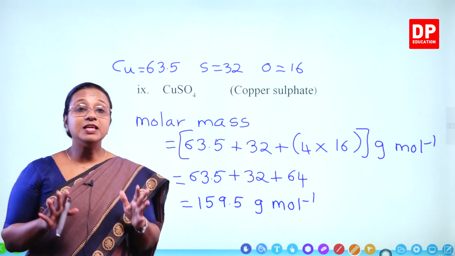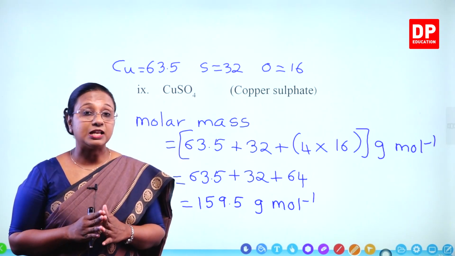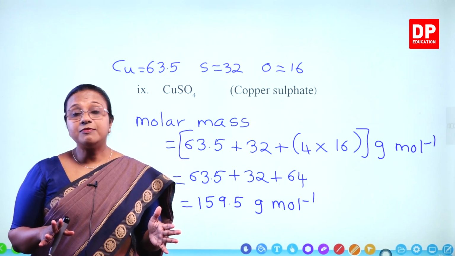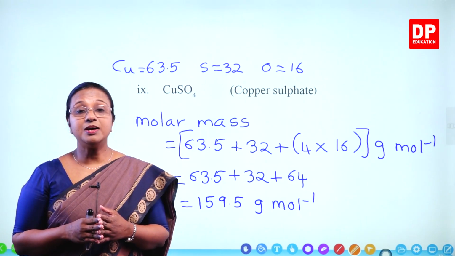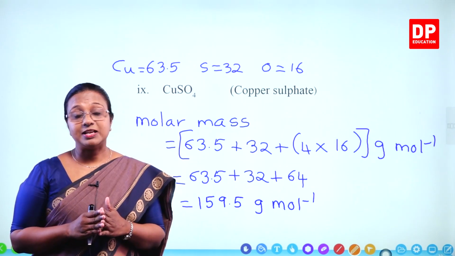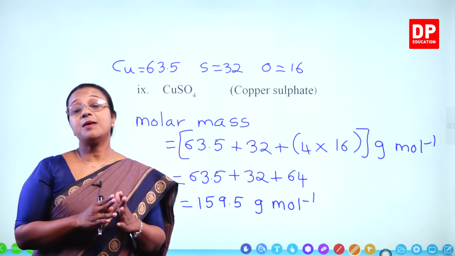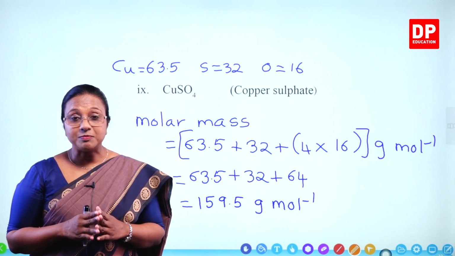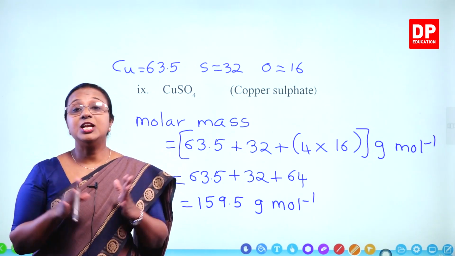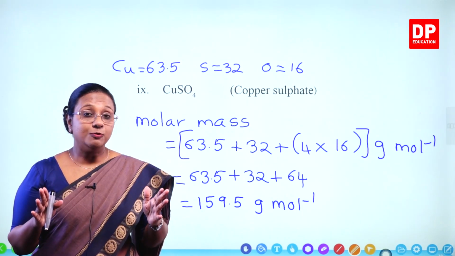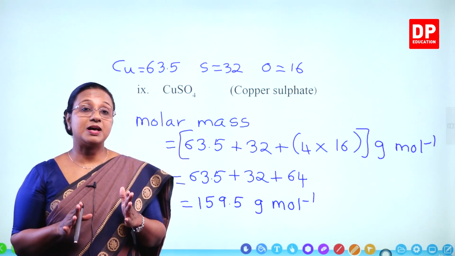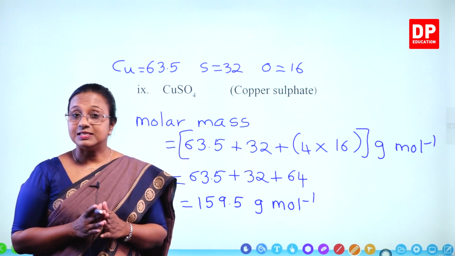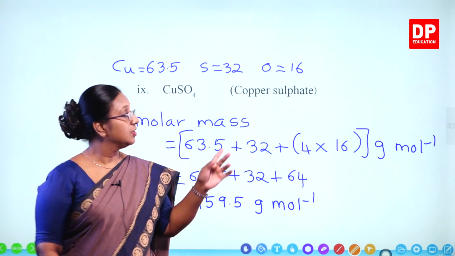Now, are you all clear with the way we should calculate the molar masses? You need to know the chemical formula or the molecular formula. Then you need to know the relative atomic mass. According to the number of atoms of each element, you multiply the relative atomic mass, add them together, then you will get the value. But when it is molar mass, you have to give the unit grams per mole. That is the calculation.